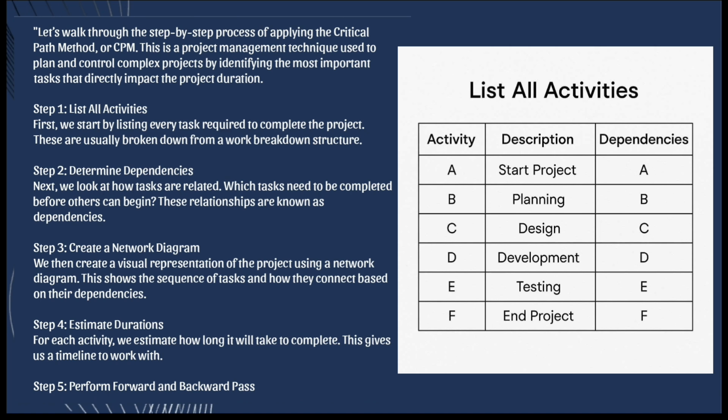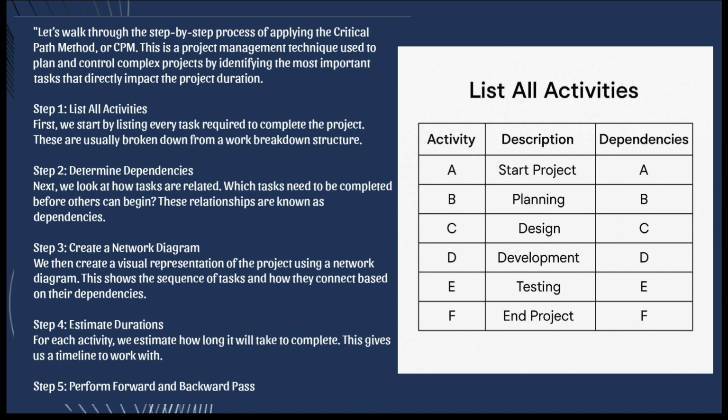Step 3. Create a network diagram. We then create a visual representation of the project using a network diagram. This shows the sequence of tasks and how they connect based on their dependencies. Step 4. Estimate duration. For each activity, we estimate how long it will take to complete. This gives us a timeline to work with.